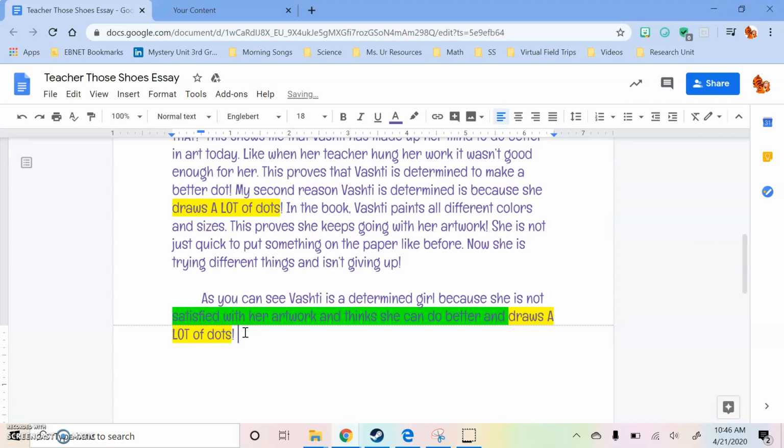Now I want to make sure this isn't my only sentence for a conclusion because we know conclusions don't have just one sentence in them. So I want to add on to it. So here is my thinking. So since she was determined and never gave up, Vashti was featured in the art show at the end of the book.